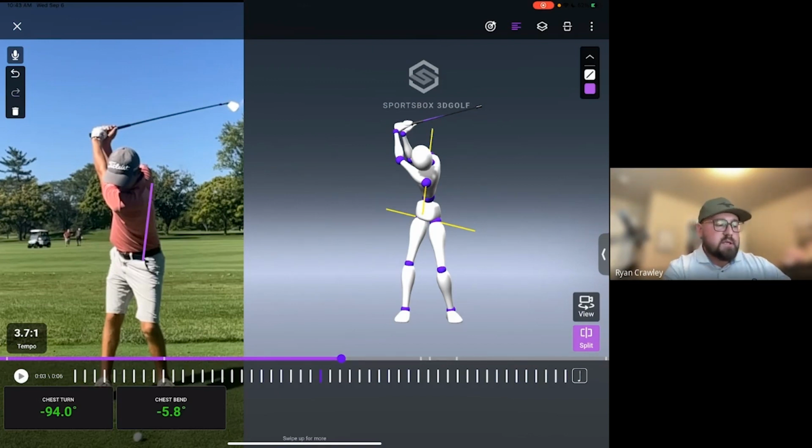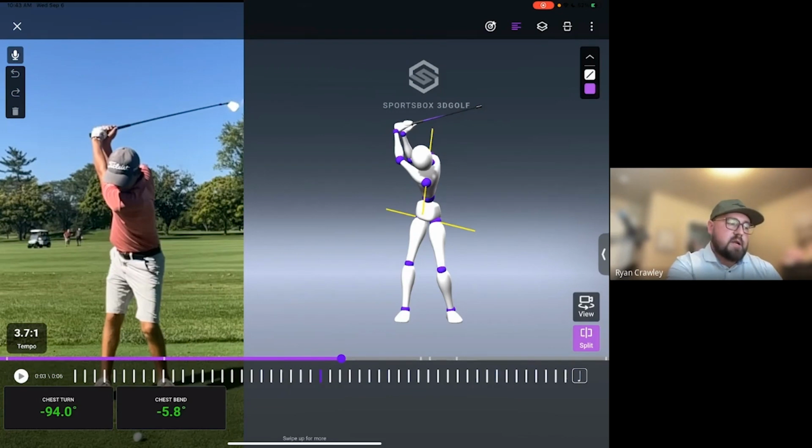Now, some players can actually have this negative chest bend number. Bryson is a great example of this. He gets this negative chest bend number. There's plenty of tour players that are able to play with a little bit of a reverse spine angle. But there's going to be plenty of amateur players who, when they have a reverse spine angle at the top, their pelvis and their core, their glutes aren't going to be strong enough to prevent that player from sliding.